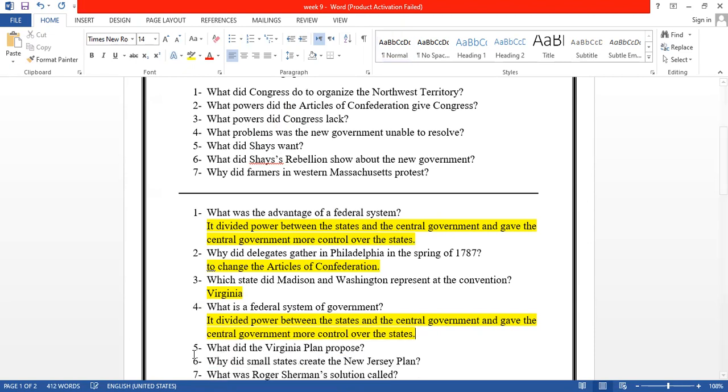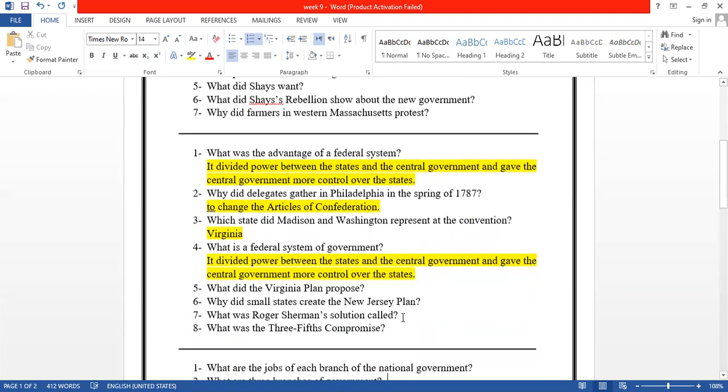So when I say what is the meaning of federal system, it means we have a state government and we have a central or national government. We can cancel central and write national. We have a state government and a national government, but the national government takes more power than the state government. That's it. This is the federal system.